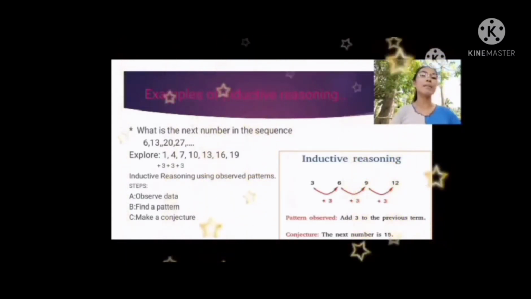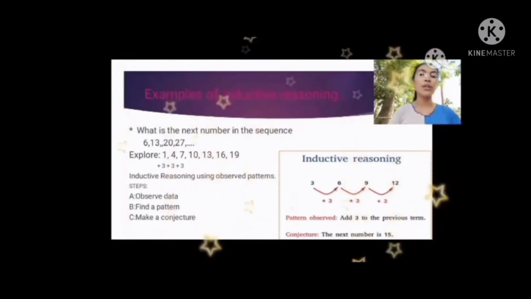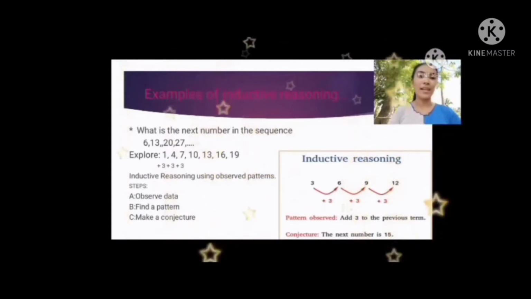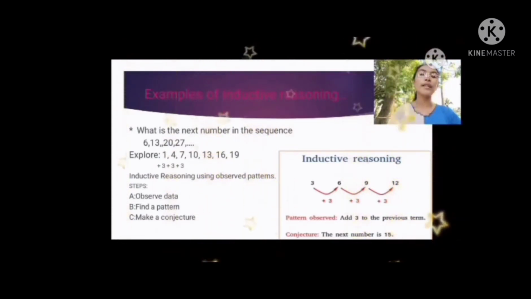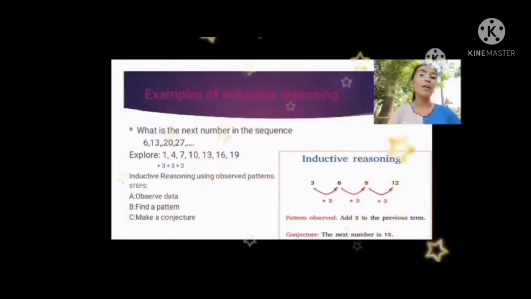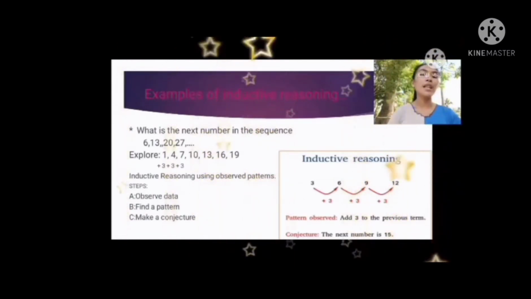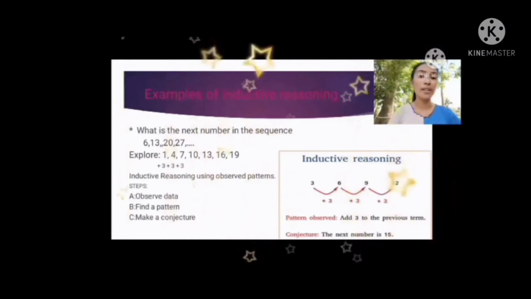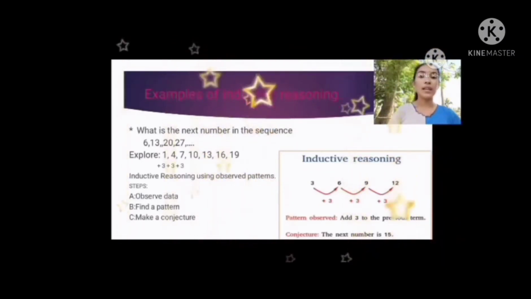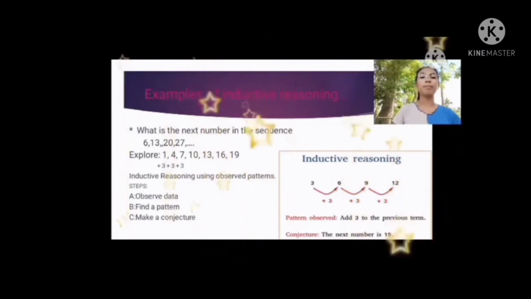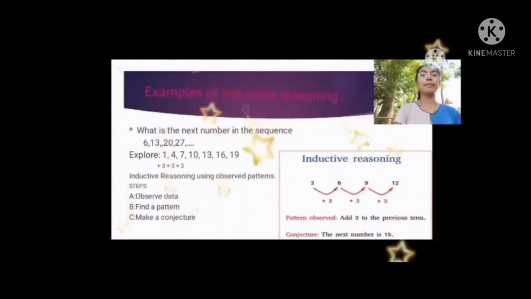So, makikita naman po natin dyan. So, we need to explore that. So, in 1, 4, 7, 10, 13, 16, 19, dinagdagan lang po nila ng 3. So, yung 1 ay naging 4. And then, ganun. And then, we need to follow the pattern. That's it.